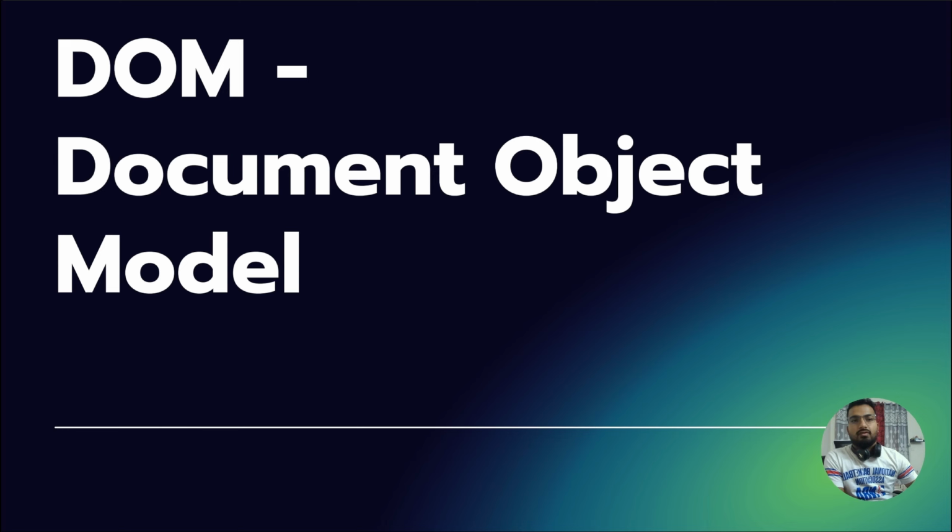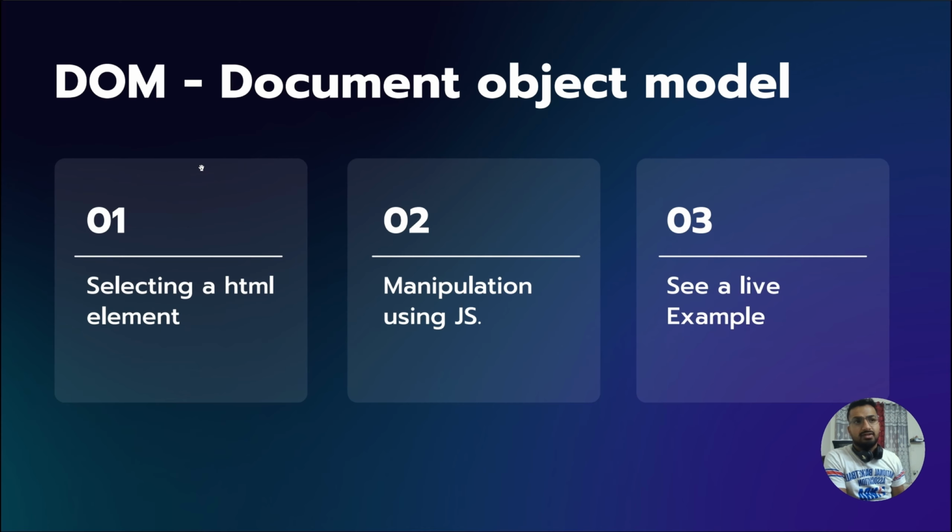Before moving forward, we'll see what we are going to learn in this video. Initially, we'll start with how we can select an HTML element using the various methods provided in the browser. And then we'll see how we can manipulate it using JavaScript, right? And in the end, we'll see a live example. We'll try to implement a small functionality to check our learnings, right?